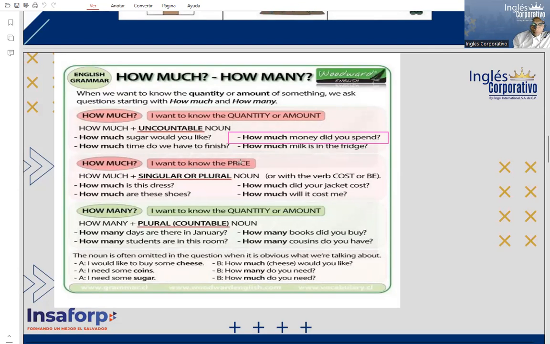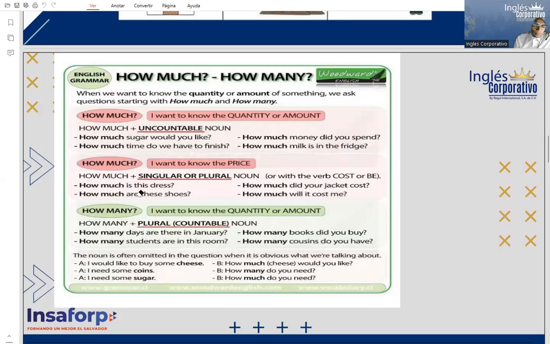Right now, how much also we can use to know the price? ¿Cómo le preguntarían a alguien cuánto te costaron esos zapatos? Ocuparían how much. How much did you pay for those shoes? Or how much did your jacket cost? Puede ser así como para una chaqueta. How much did your shoes cost?